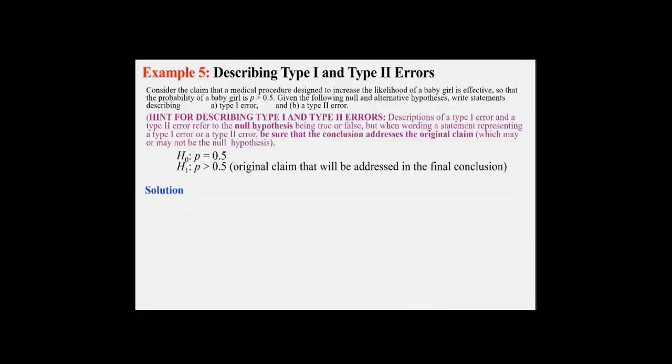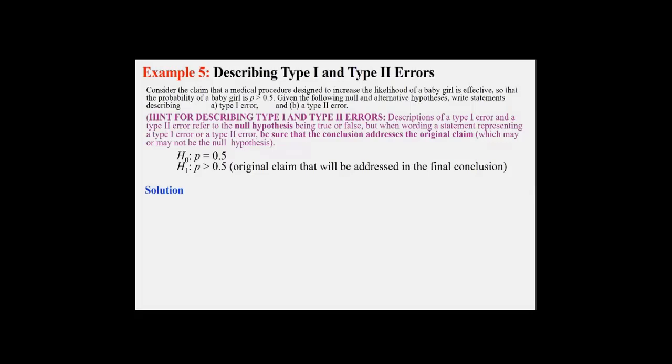Example 5. Consider the claim that a medical procedure designed to increase the likelihood of a baby girl is effective, so that the probability of a baby girl is P greater than 0.5. Given the following null and alternative hypotheses, write statements describing A, a type 1 error, and B, a type 2 error. Hint for describing type 1 and type 2 errors: descriptions of a type 1 error and a type 2 error refer to the null hypothesis being true or false. But when wording a statement representing a type 1 or type 2 error, be sure that the conclusion addresses the original claim, which may or may not be the null hypothesis. H0: P equals 0.5, H1: P greater than 0.5, the original claim that will be addressed in the final conclusion.